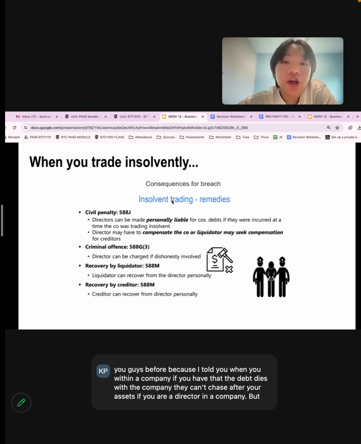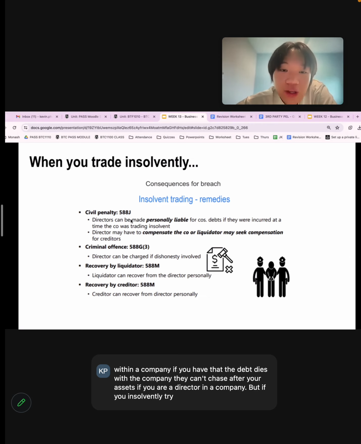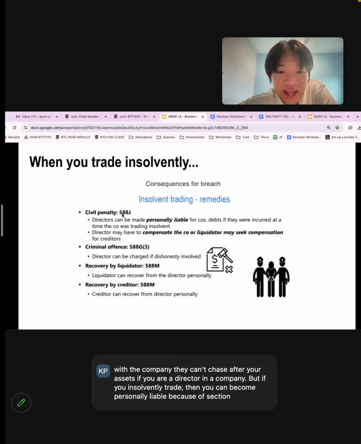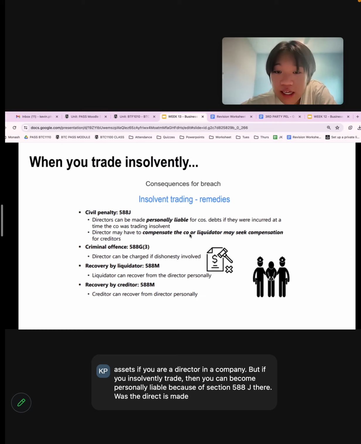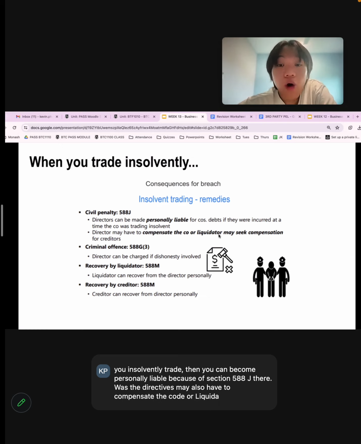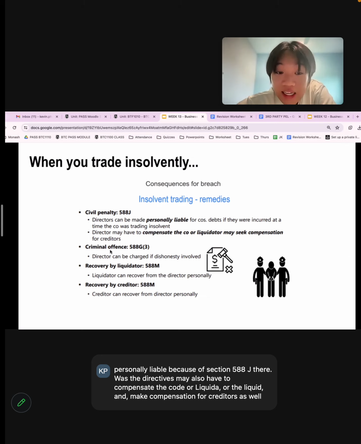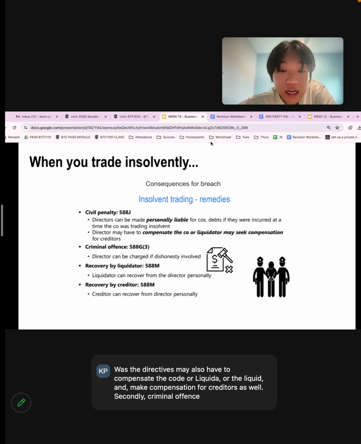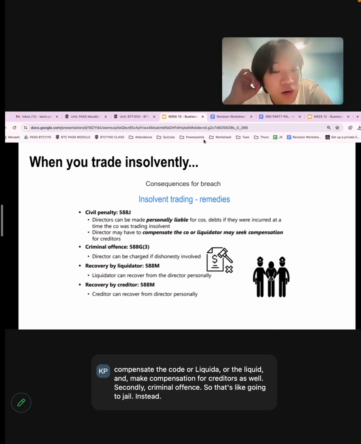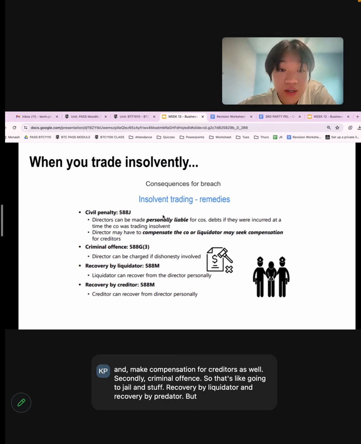But if you insolvently trade, then you can become personally liable because of Section 588J there. So directors may also have to compensate the company or liquidator, or the liquidator may seek compensation for creditors as well. Secondly, criminal offense. So that's like going to jail and stuff. Recovery by liquidator and recovery by creditor. But that's really important as well. So they can become personally liable.